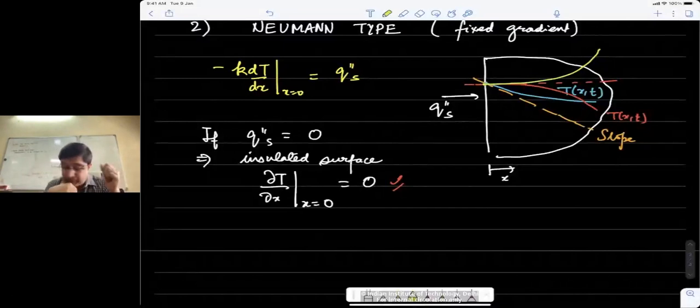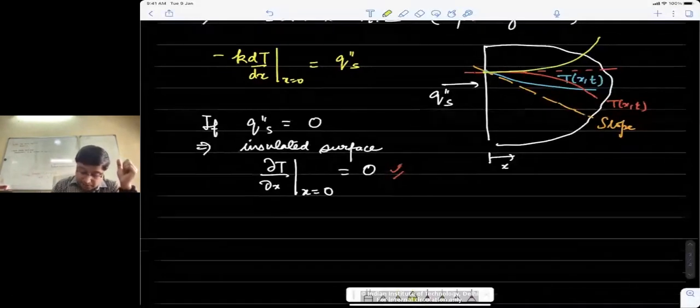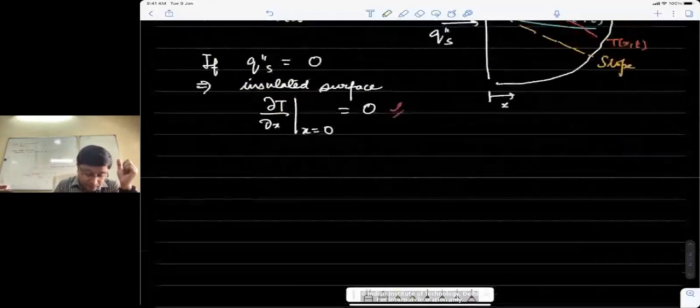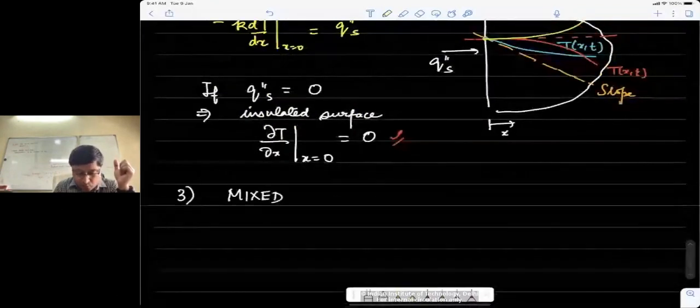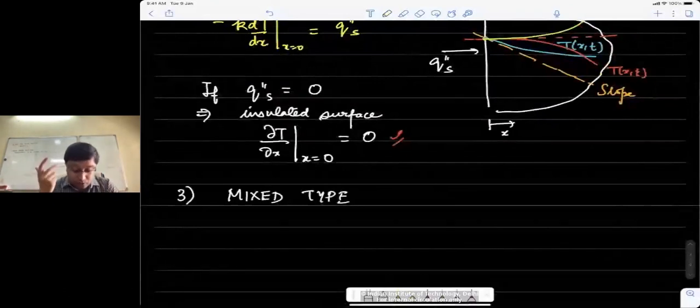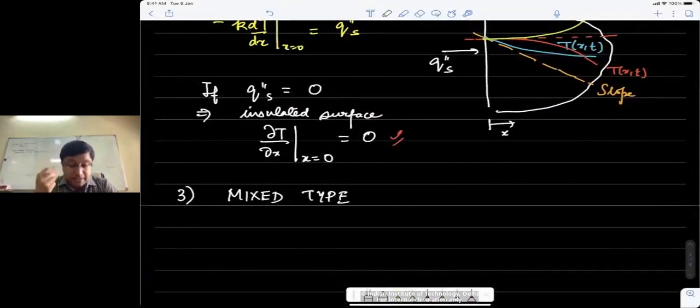So this is the Neumann type. The third boundary condition would be a mixed type. Some books call it a Robin type, but I don't know why. Who was Robin? Who is given credit for this boundary condition? I've never seen it. So anyway, I just call it mixed type.